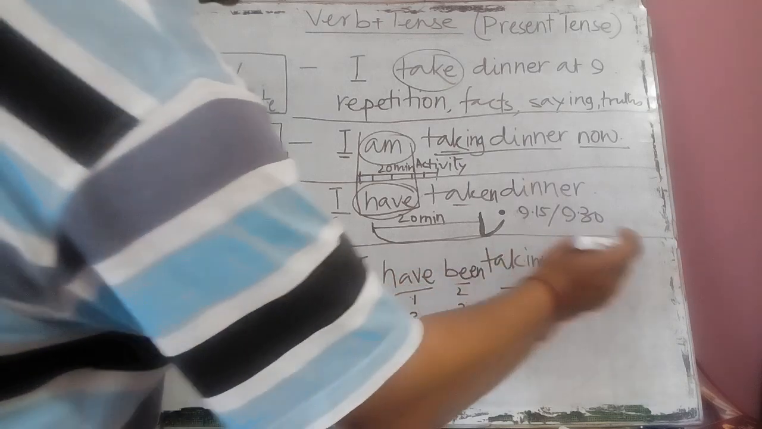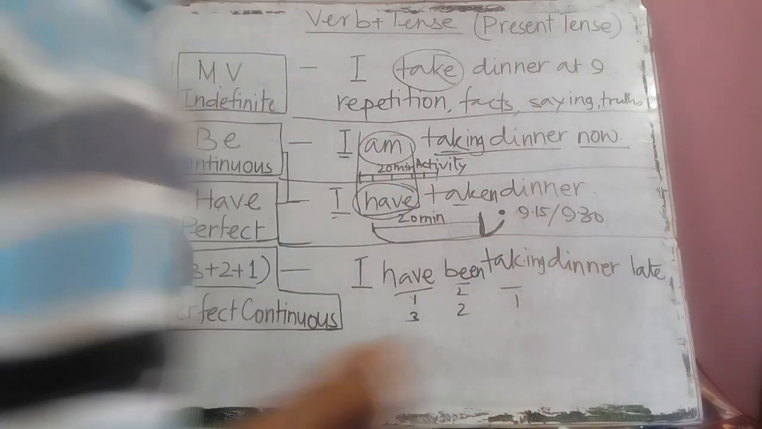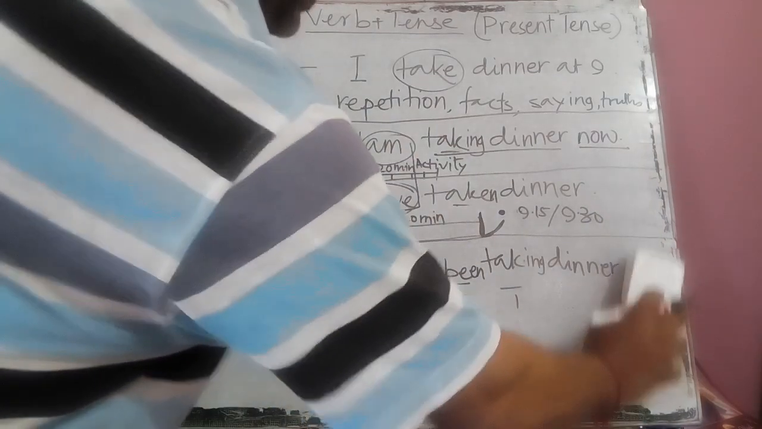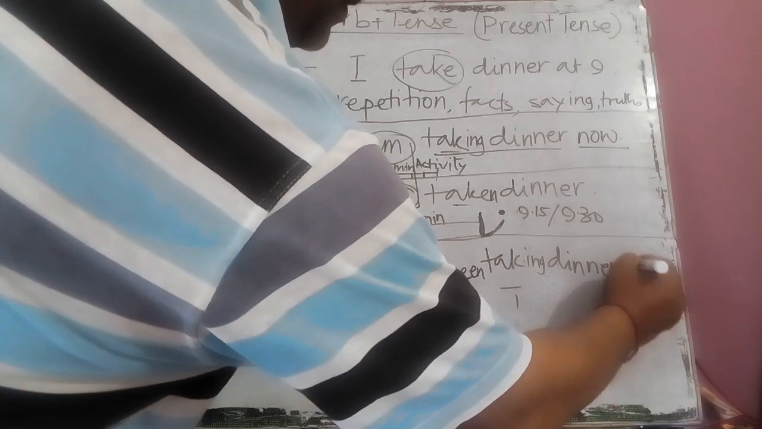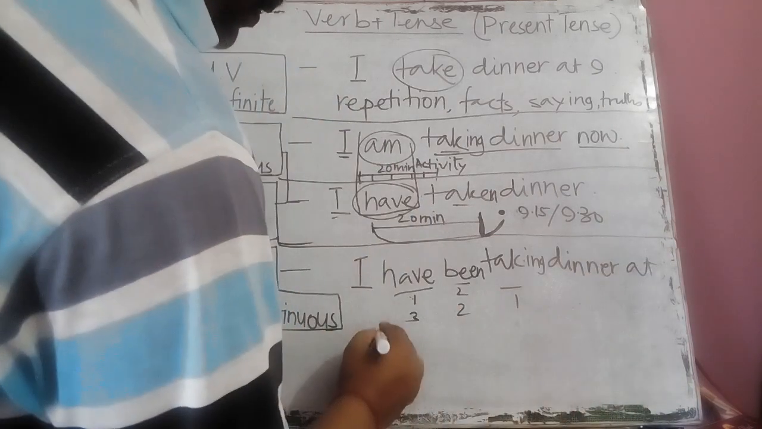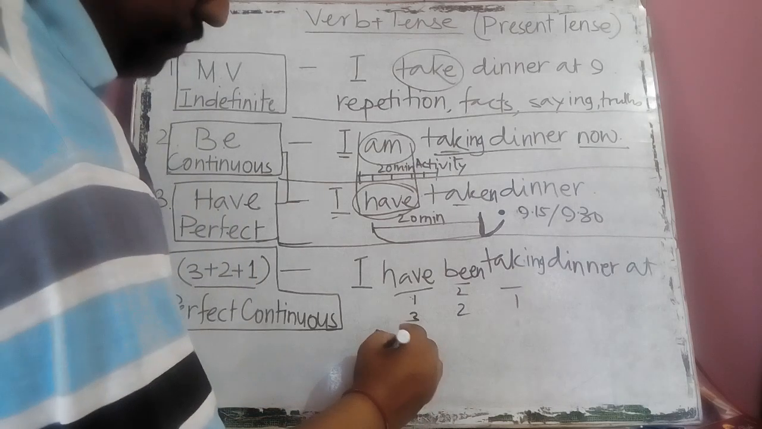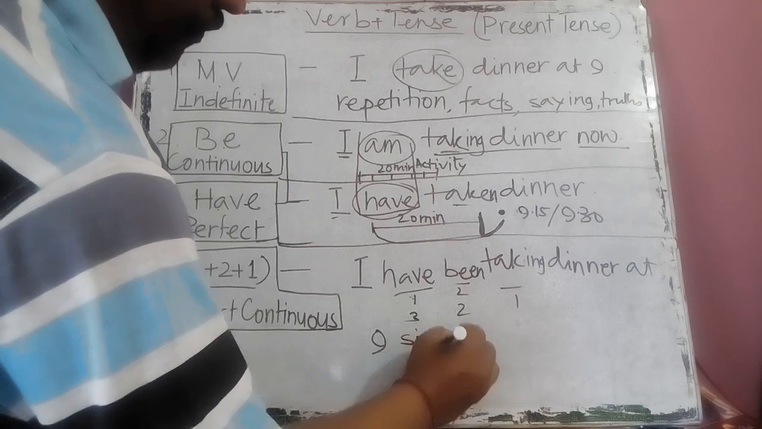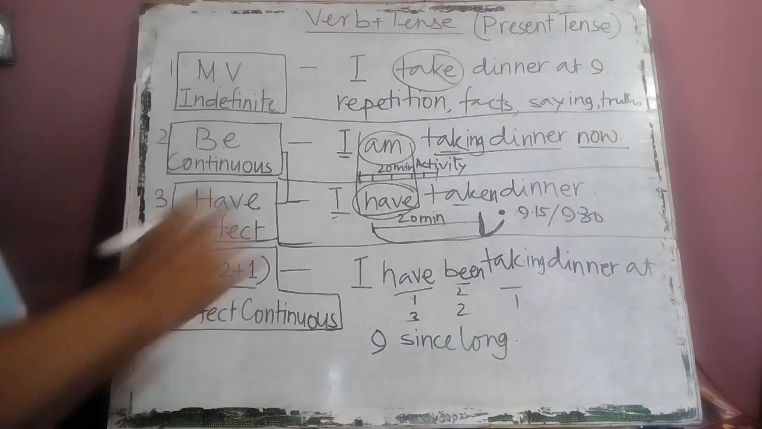Some time must be used here. I have been taking dinner late. I've been taking dinner late, or I've been taking dinner at 9. The same sentence can be used here. At 9 since long, or for long. Okay, so this is your sentence.